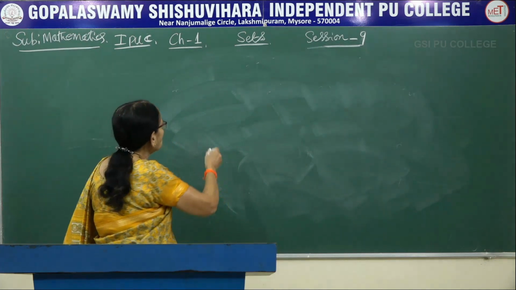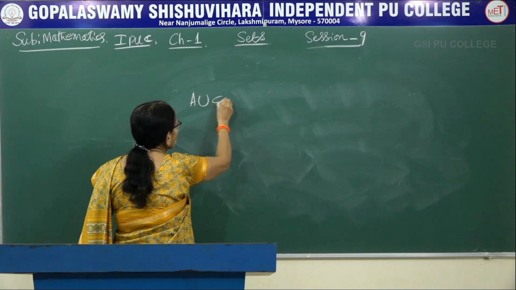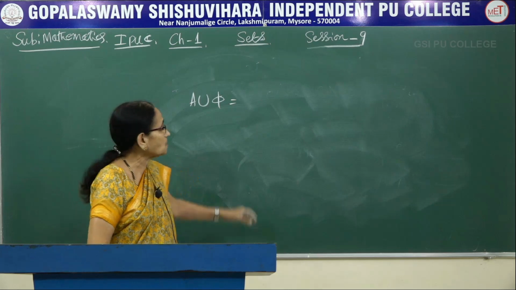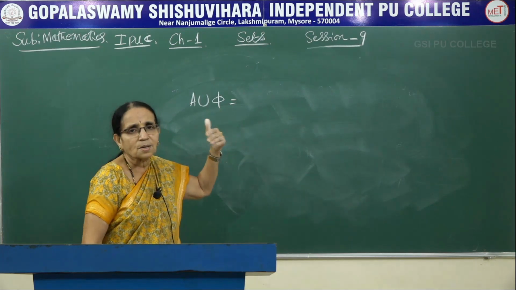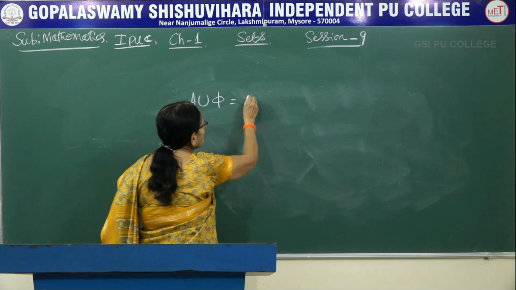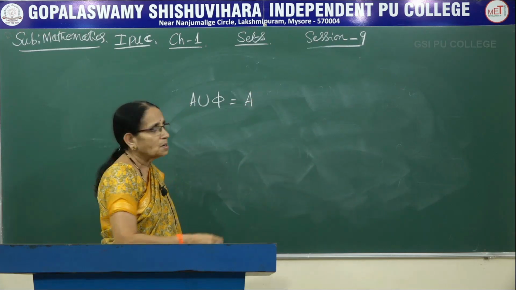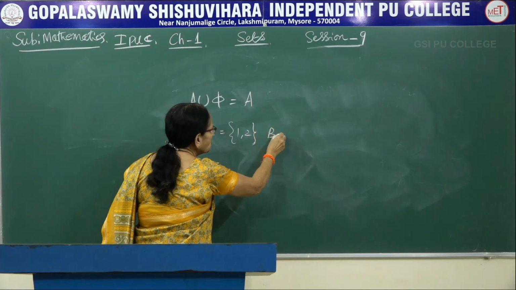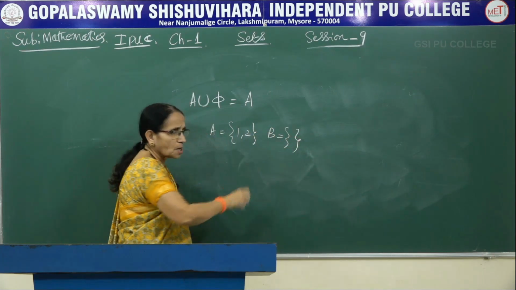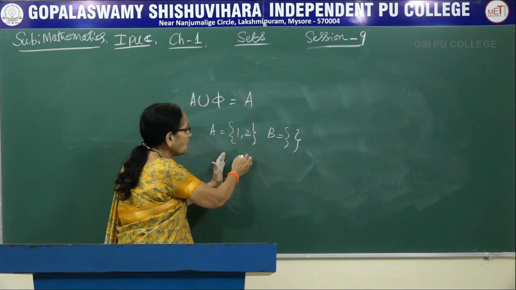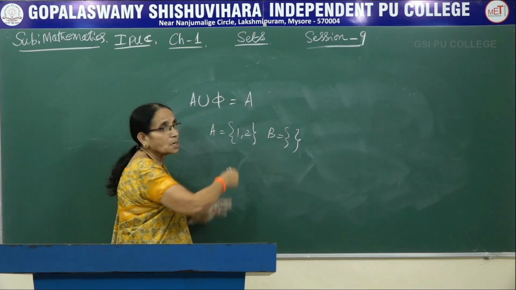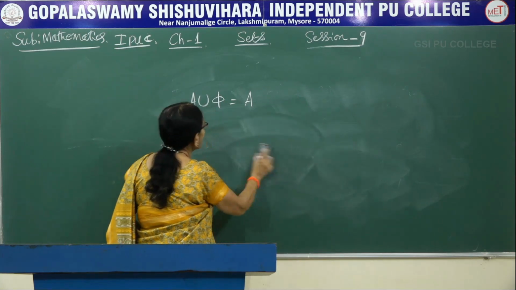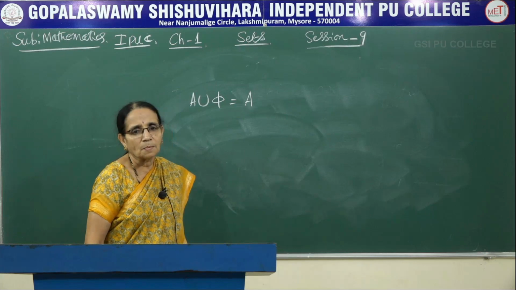Now, suppose you take A union phi. That is, two sets would be taken. Suppose the second set is a null set. It doesn't contain any element. Then what is the union? Union would be A only. Suppose the first set contains 1, 2. Second set B is not containing anything. When you take a union, you take the elements of A and also B, so automatically it becomes the original set A only. So A union phi will be equal to A.